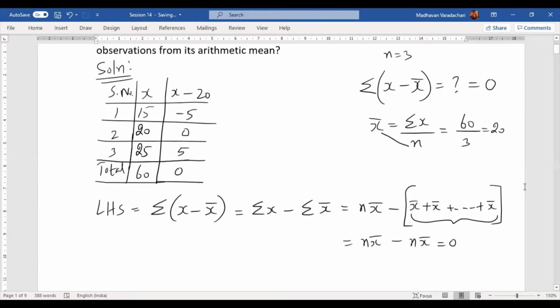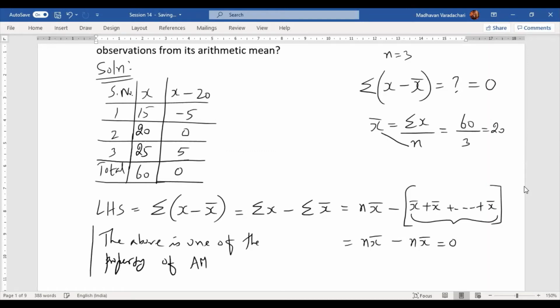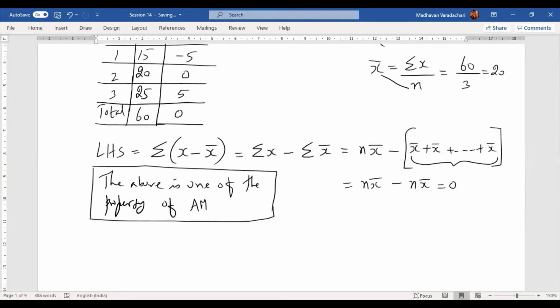So this is one of the properties of the arithmetic mean. Means summation of x minus x bar is always 0. That is the property. Now let us proceed with the next question.